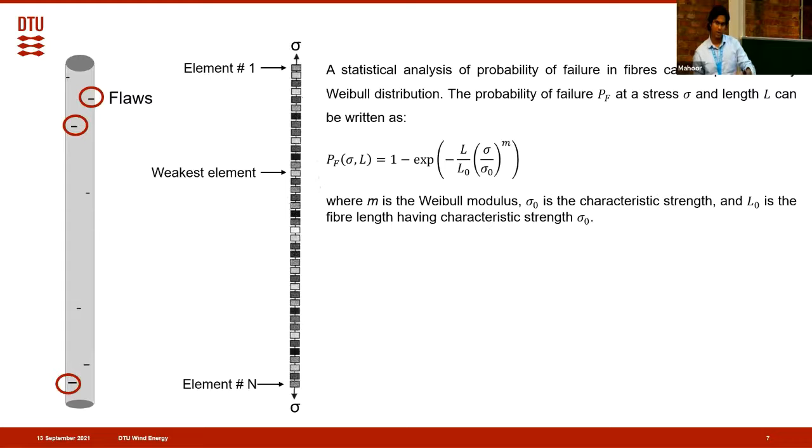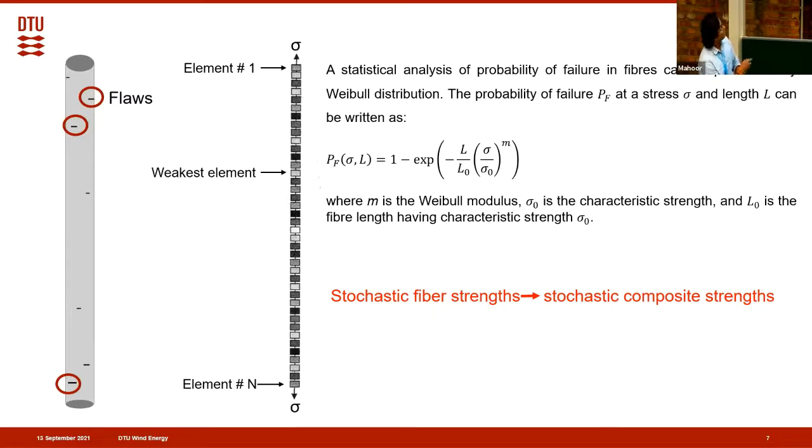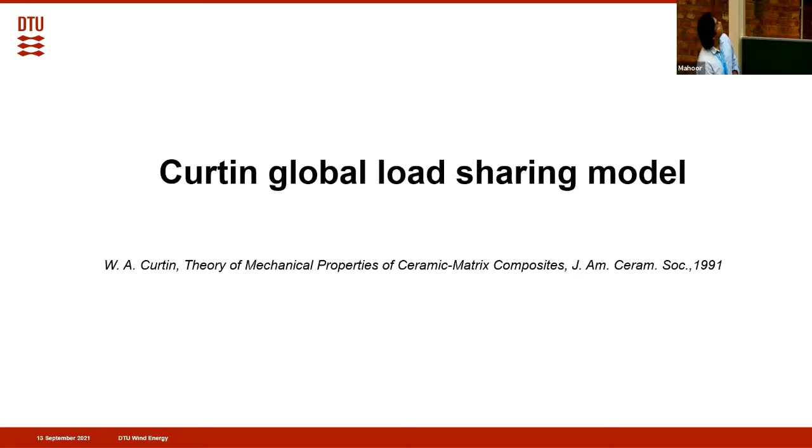But that's the given case of a fiber, because once you test a fiber, it breaks at a point and the test is done. But how does it really happen in a composite? And how can you connect this stochastic fiber strength into your composite strengths? For that, I'm going to discuss Curtin's global load sharing. William Curtin published a paper on the theory of mechanical properties of ceramic matrix composites about this model, but this model can also be used for polymer matrix composites.